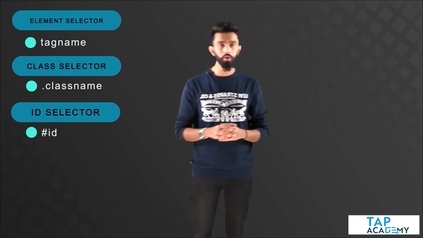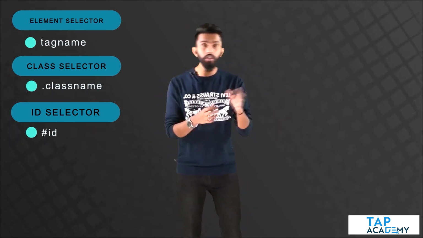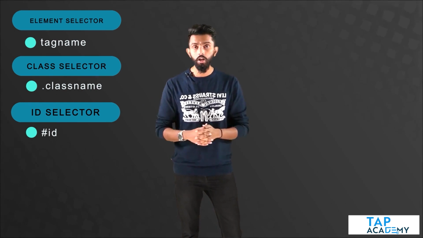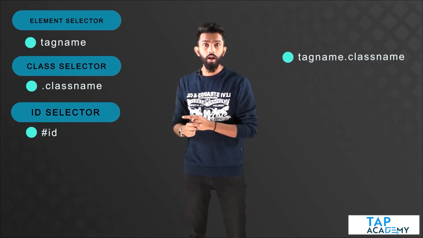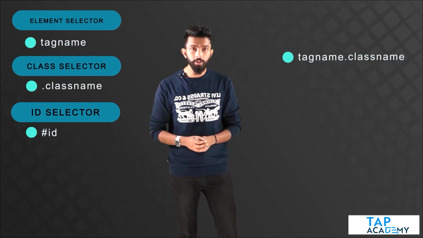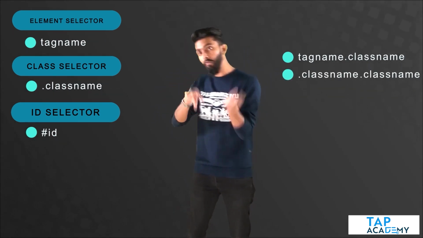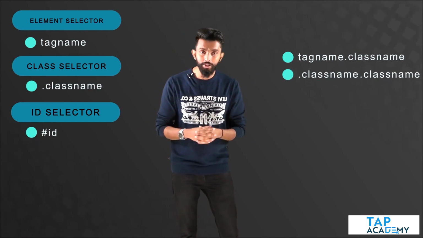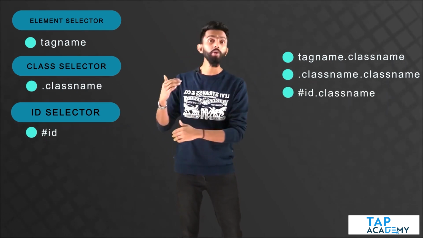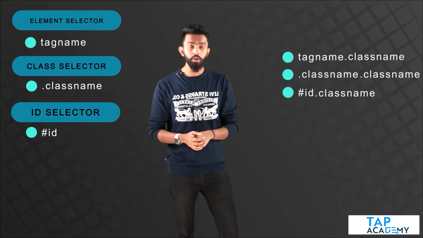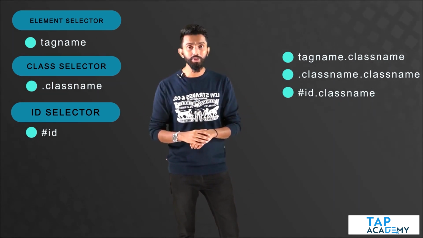Yes, I also know about it. But what if I told you, you can actually combine these selectors and use them? What I'm trying to say is, you can combine your element selector and your class selector like this. You can combine your class selector with another class selector like this. You can combine your ID selector with the class selector as well. So you have all these different combinations. How are we going to use these combinations?